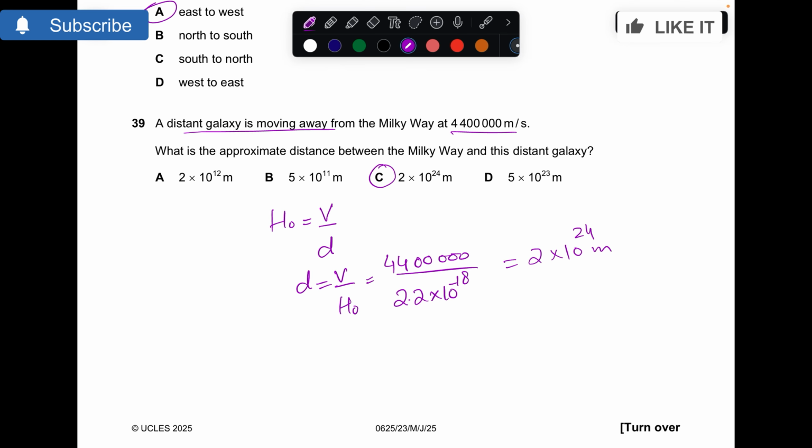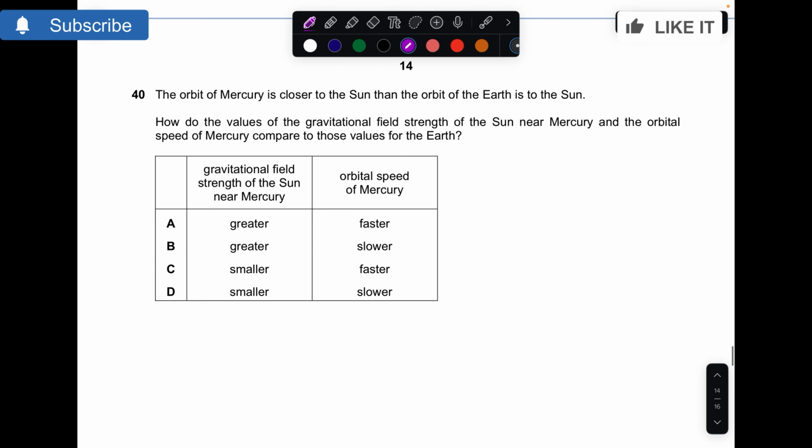It's option C. In question 40, the orbit of Mercury is closer to the Sun as compared to the Earth. How do the values of the gravitational field strength of the Sun and the orbital speed compare for Mercury? The one that is close to the Sun will face the more gravitational field, and the one that is close will have a higher speed. When you move away, the speed will reduce. So it's option A that is correct.